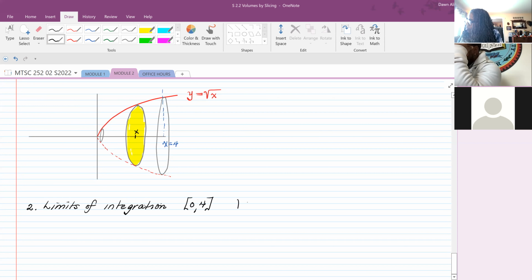So therefore, I know my volume is going to be the integral between 0 and 4 of whatever I find for my A of x dx, which I already know is the integral between 0 and 4 of pi times whatever radius I get, squared, dx. Okay, looks good to me. Now I need to find the radius of this thing. So I come over here and I drop it like this so I can find the radius.